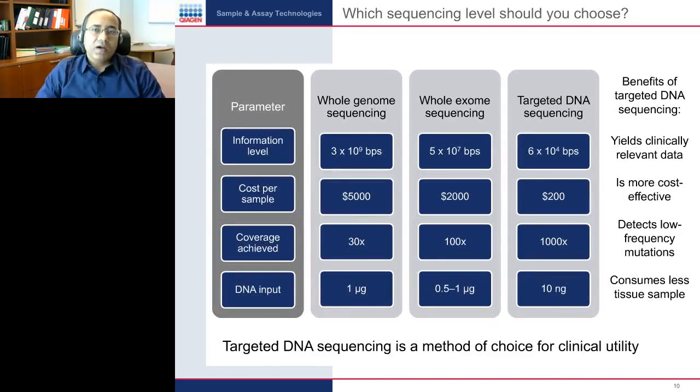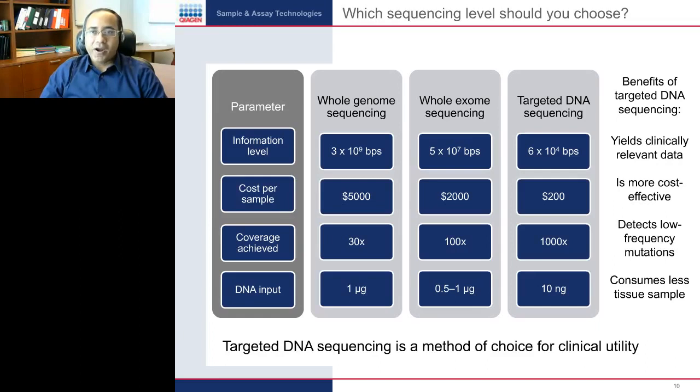So we have previously concluded that next-gen sequencing is the method of choice to detect multiple mutations simultaneously. And when one has to do next-gen sequencing, there are basically three different choices available: either you can do whole genome sequencing, whole exome sequencing, or targeted DNA sequencing. Now, if we compare these three options to find which is most suitable for clinical utility, targeted DNA sequencing comes out to be the winner.